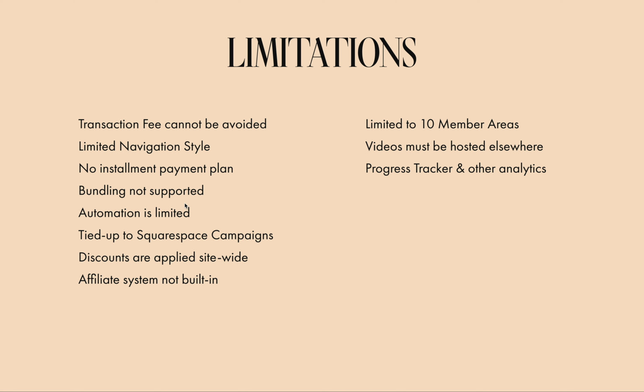And then another limitation is that discounts, while available, are applied site-wide. We cannot just apply a discount to a specific member area. Then the affiliate system is not built in. For most courses and other digital products, it is best to tap into affiliate marketing, and there's no way to automate it yet using the Squarespace checkout. As of now, we're also limited to up to 10 member areas only.